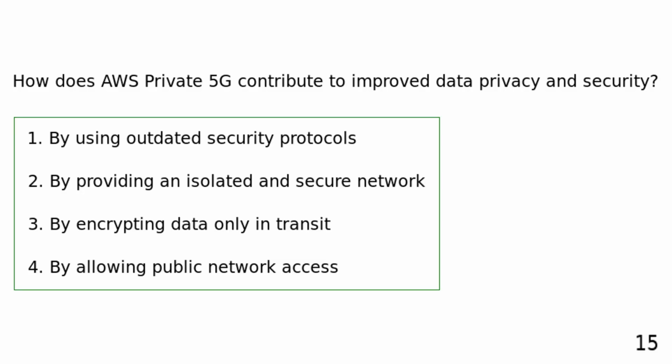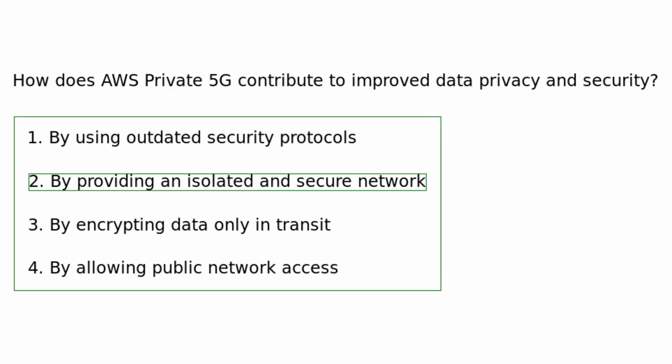By providing an isolated and secure network. By encrypting data only in transit. By allowing public network access. AWS Private 5G contributes to improved data privacy and security by providing an isolated and secure network for data transmission.